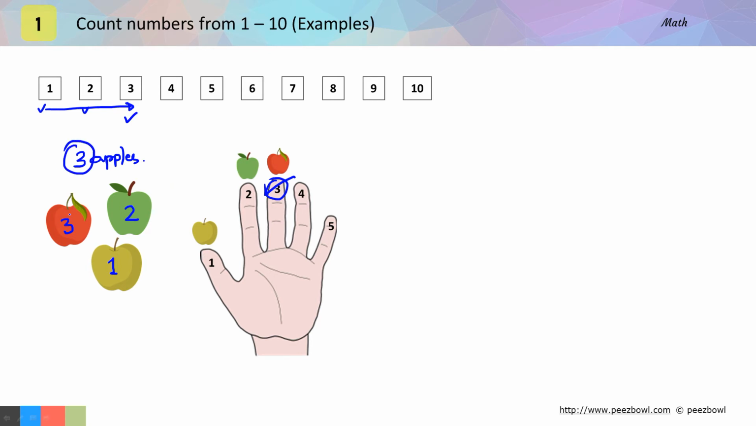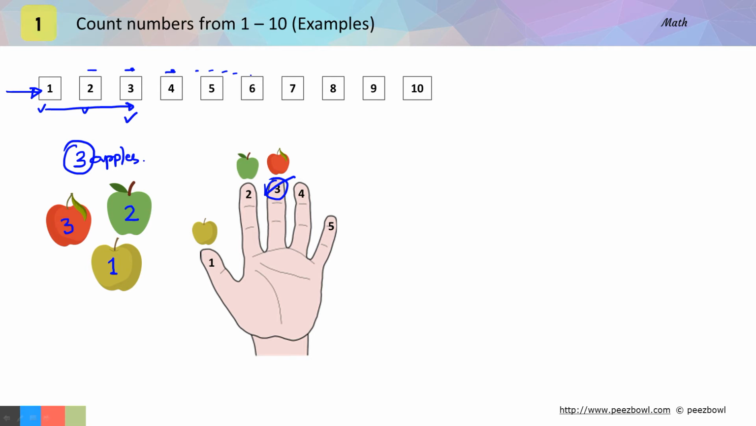This is simple, isn't it? Whenever you are counting, start counting from number 1. And then move to next numbers, that is 2, 3, 4 and so on.